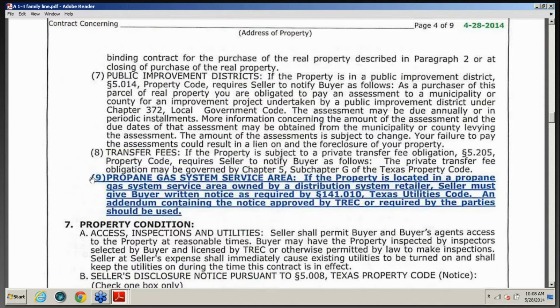So there will be not only a disclosure, which we're going to see at the end of the presentation, but there's also going to be a requirement that they actually file that of record with the county. Now, your title company can get that information for you as well, but just to let you know, this is something that is new.